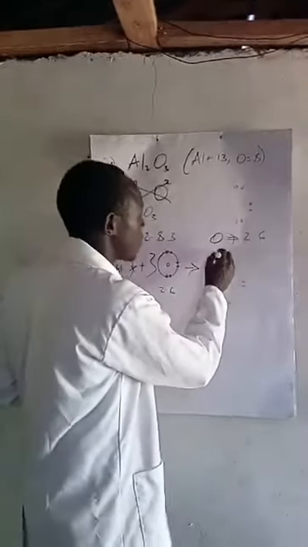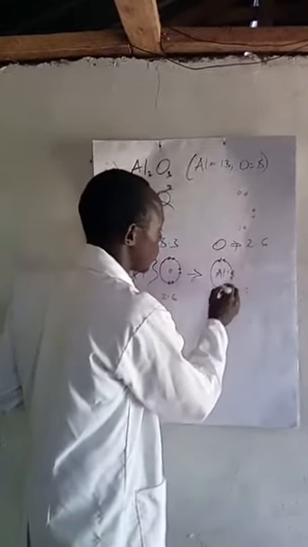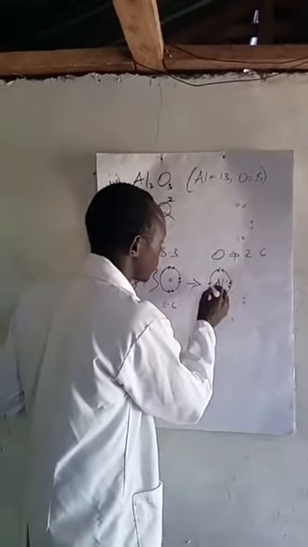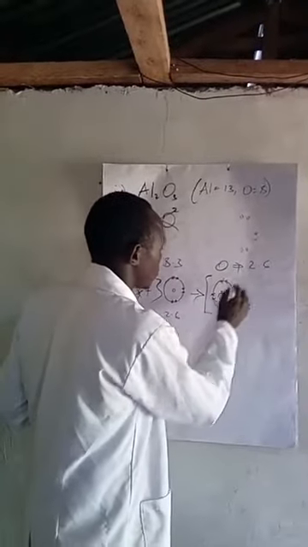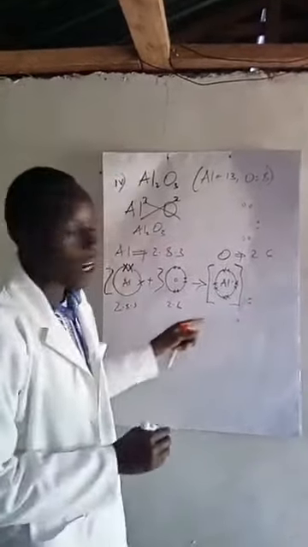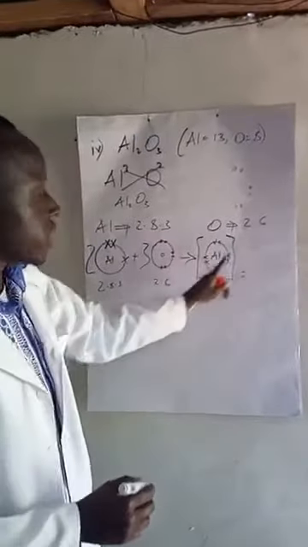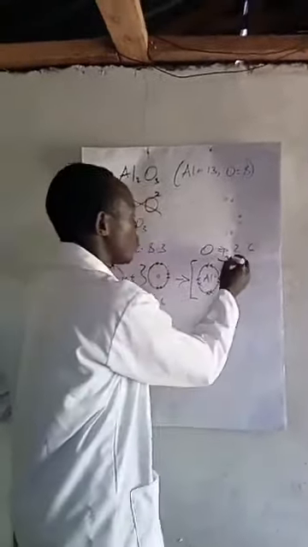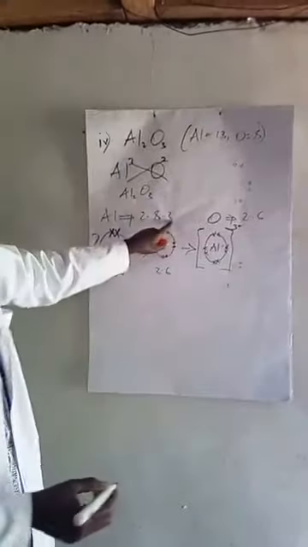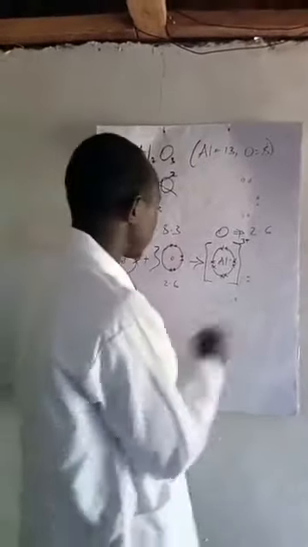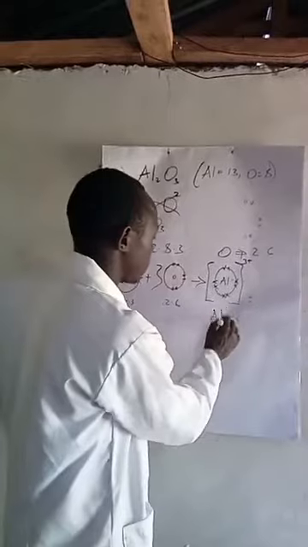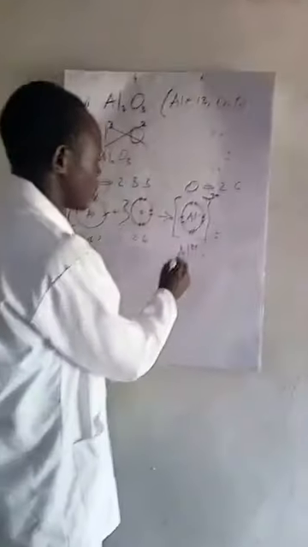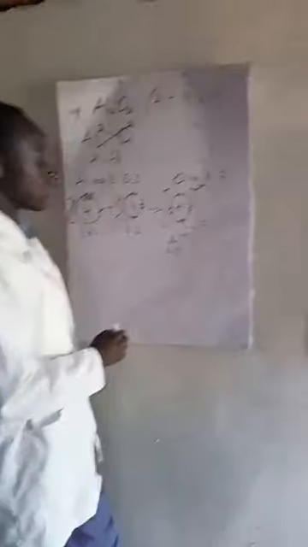So you have 1, 2, 3, 4, 5, 6, 7, 8. So that is the aluminium atom. You enclose it with a square bracket and then 3 positive to show that it has lost 3. On the other side, this is the aluminium ion, 2, 8.